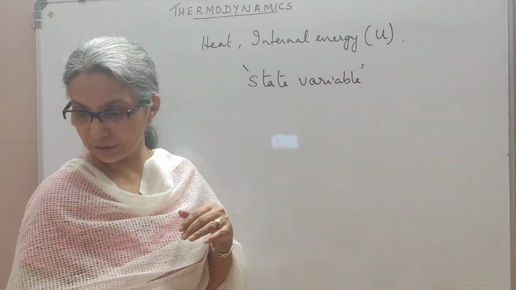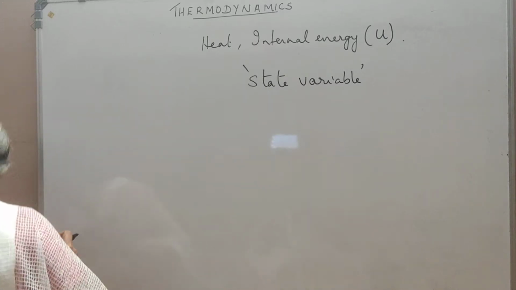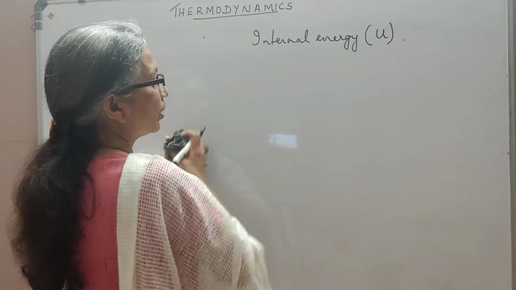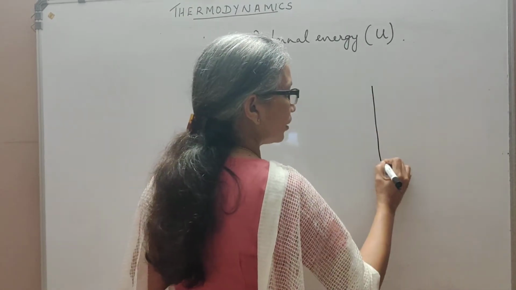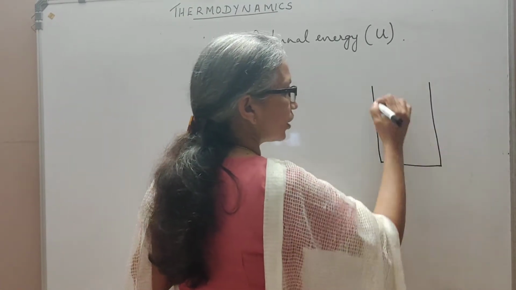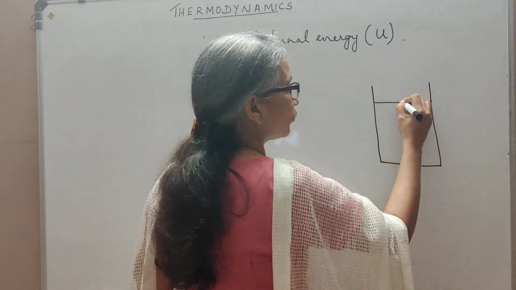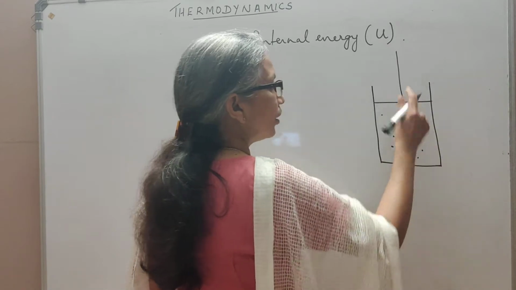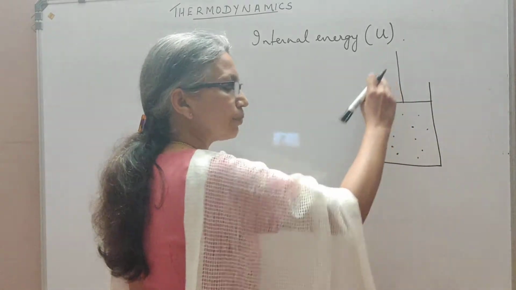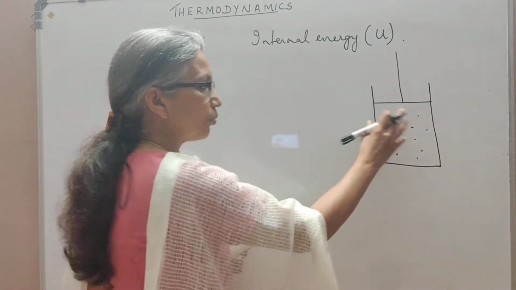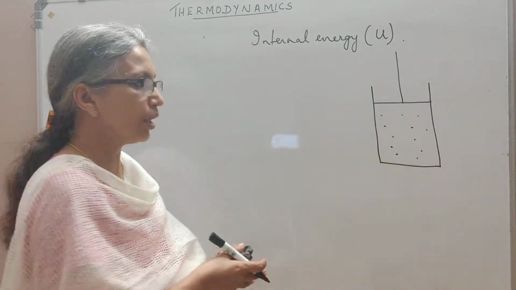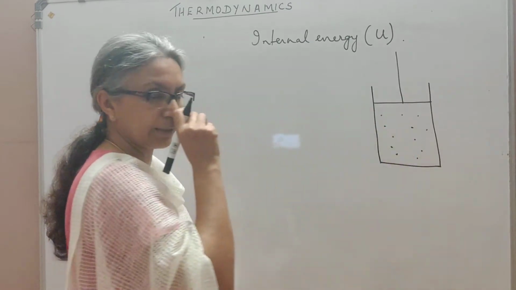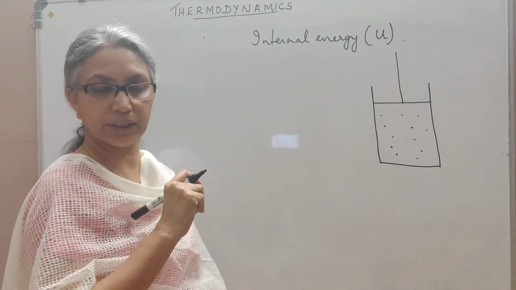Now we go on to look at the two ways in which we can change the internal energy of a system. Suppose we have a gas enclosed inside a cylinder fitted with a movable piston. This is our system. If you want to change the internal energy of the system, that is the gas, there are two ways in which you can do that.